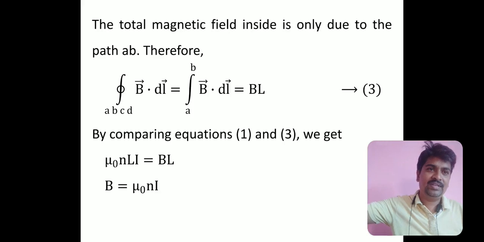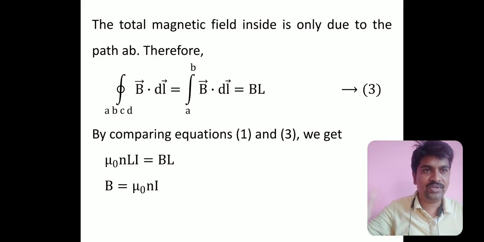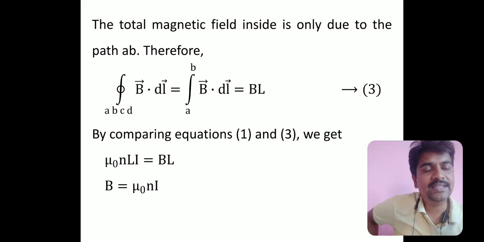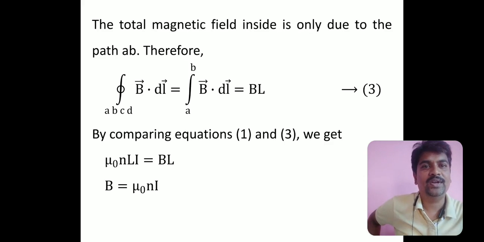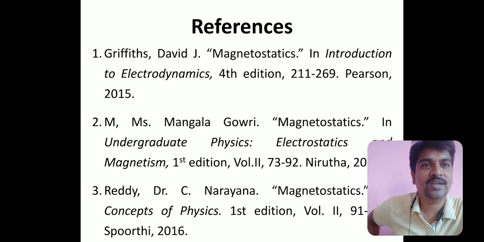In my previous video, using Biot-Savart's law also, I calculated the magnetic field due to the solenoid. I got exactly the same equation. So whichever law you use, Biot-Savart's law or Ampere's circuit law, the magnetic field of a solenoid along the axis will be the same. I am getting mu naught N I this time, and there also I got mu naught N I.